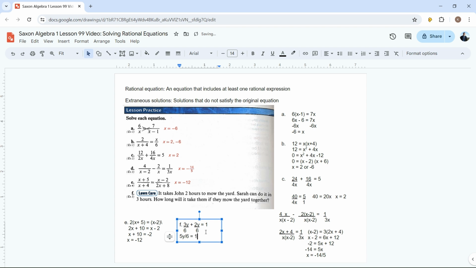And it's just 1 over 1, right? So I'm going to cross multiply. And that's going to be really simple because it's just going to be 5y equals 6. 5y equals 6. Or how long does it take to mow 1 yard? It takes 6/5 of an hour. That's 1 1/5 hours, or 1.2 hours, which is the same as 1 1/5.